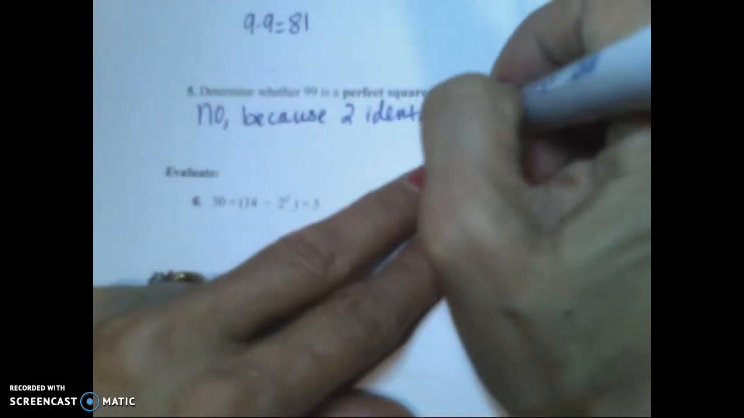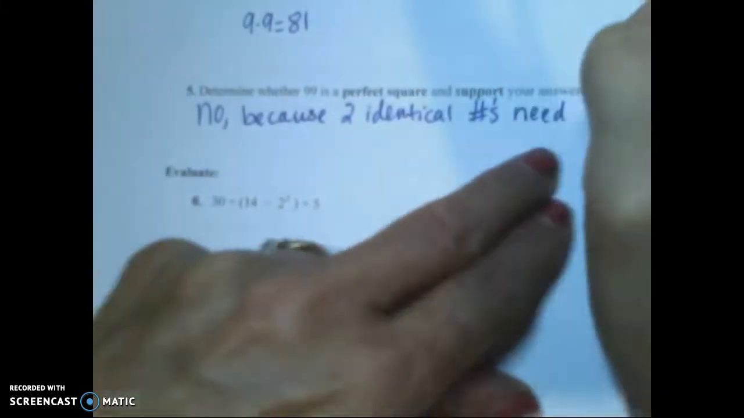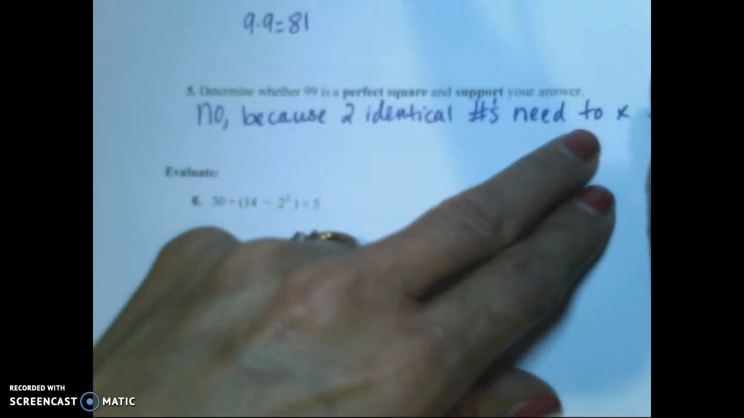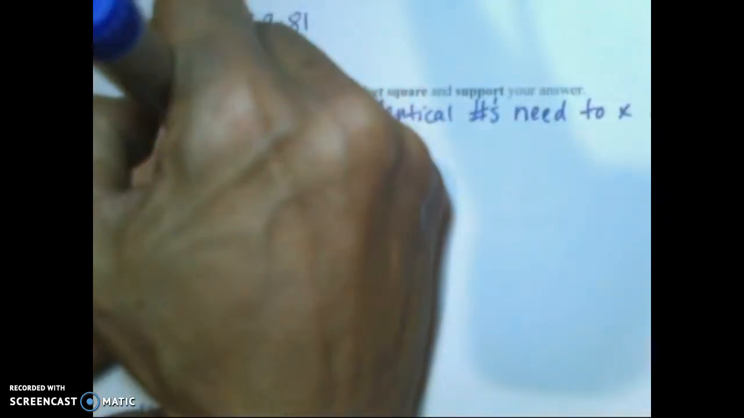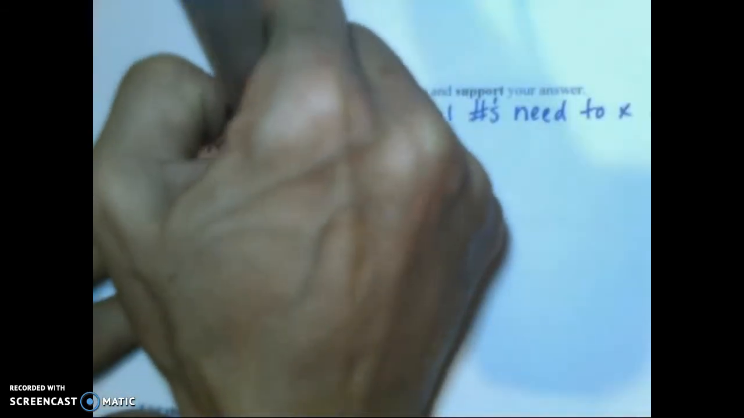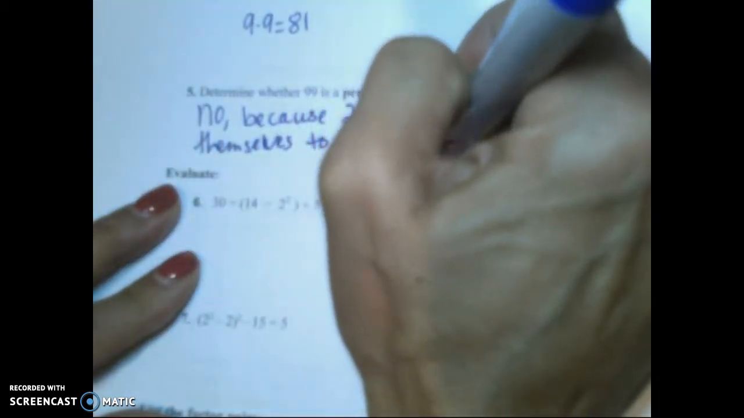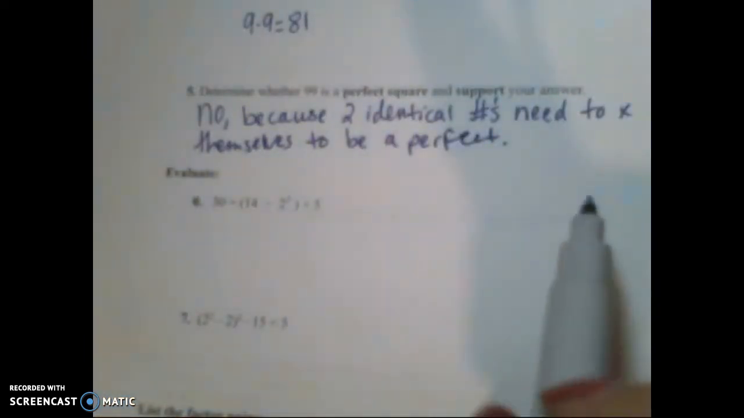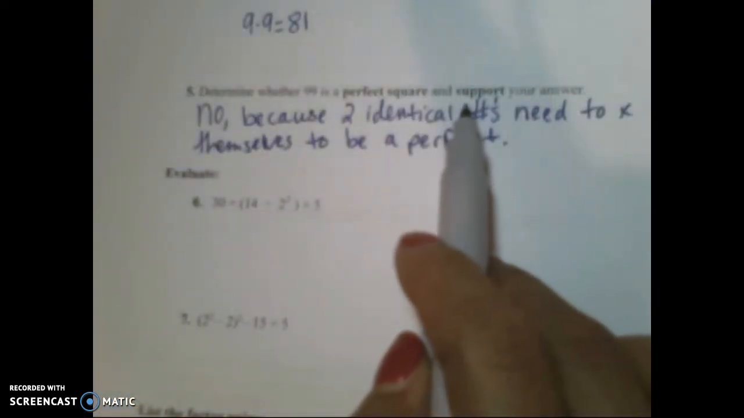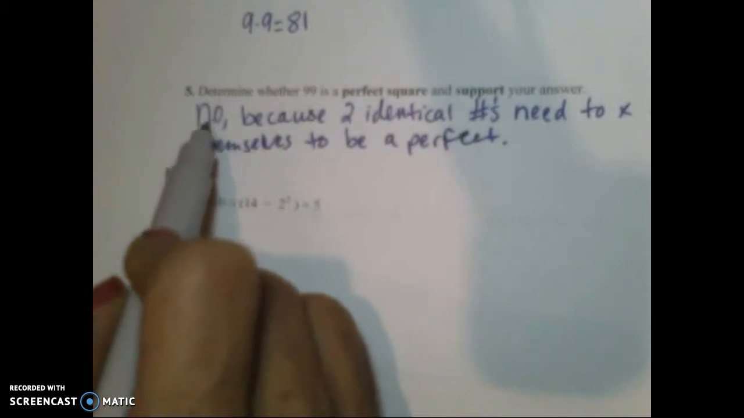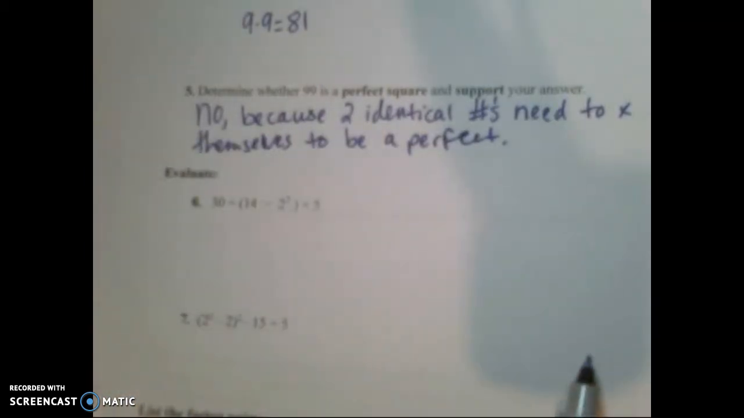Determine whether 99 is a perfect square and support your answer. No, it is not a perfect square because two identical numbers need to multiply to themselves to be a perfect square. For tomorrow's test, make sure that you support your answer. So this would be like a 2 point. You would get 1 point for your answer, whether it is yes or no, and then 1 point for supporting your answer.